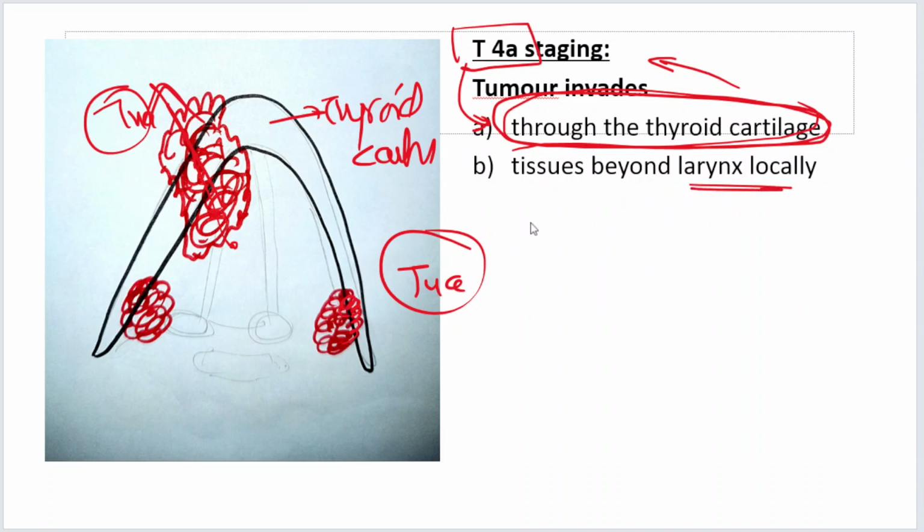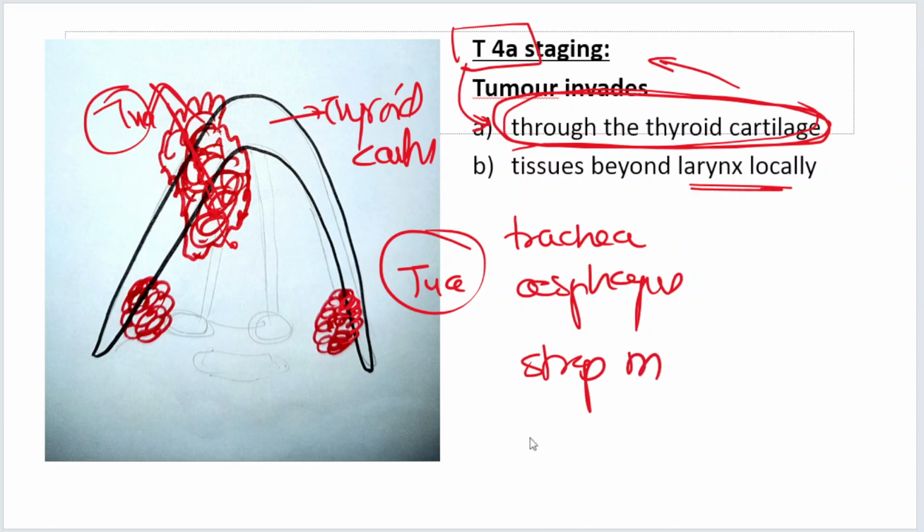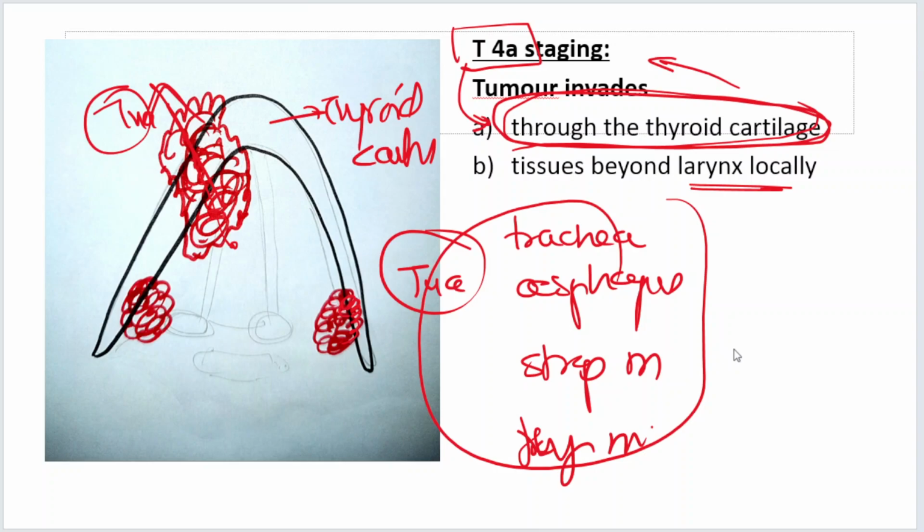Tissues beyond the larynx, locally, we talked about it. It can go into the trachea, adjacent areas now. Esophagus, it goes into the esophagus. It goes into the strap muscles. It goes into the neck, tongue muscles. All these are local areas, which are very close to the larynx. Also comes under stage T4A.